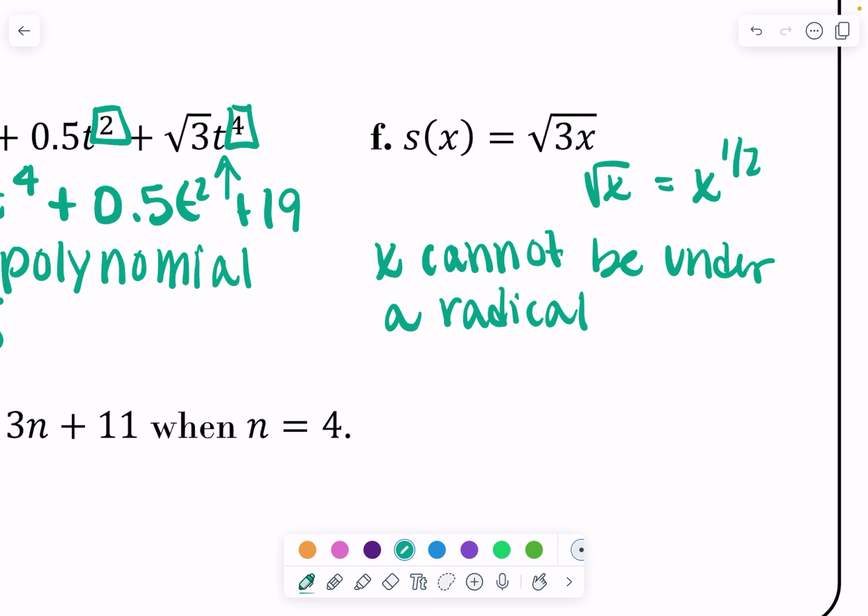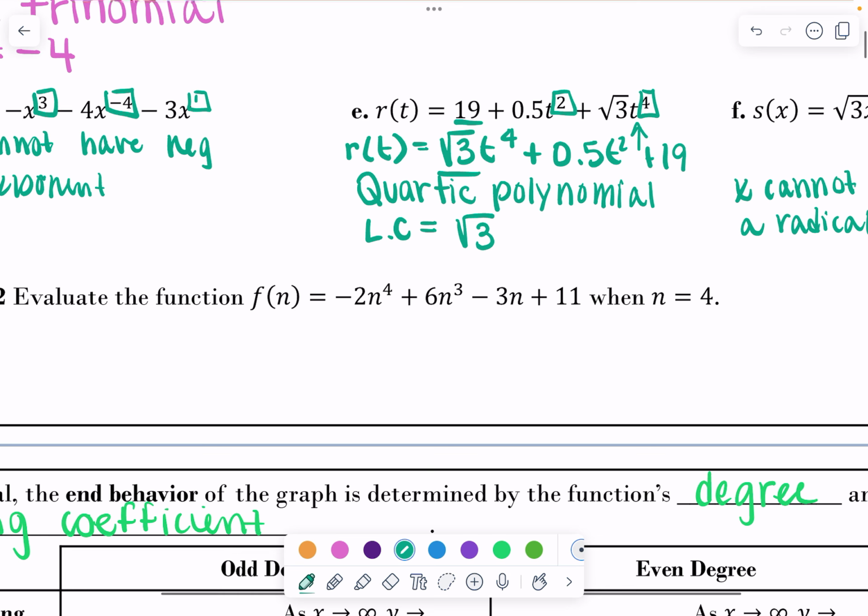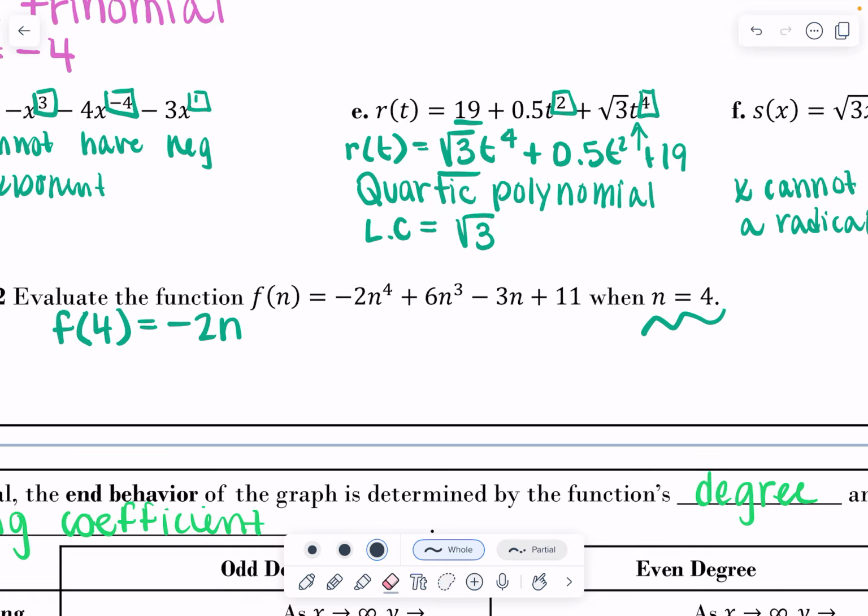Okay. All right, now we're going to evaluate a function at a value. So we have a quartic function, polynomial function. We've got 4, 3, and then 1 and 11. And they're asking us when n equals 4. So we know how to do function substitution. So we have f of 4 equals -2n, which I didn't even plug it in.